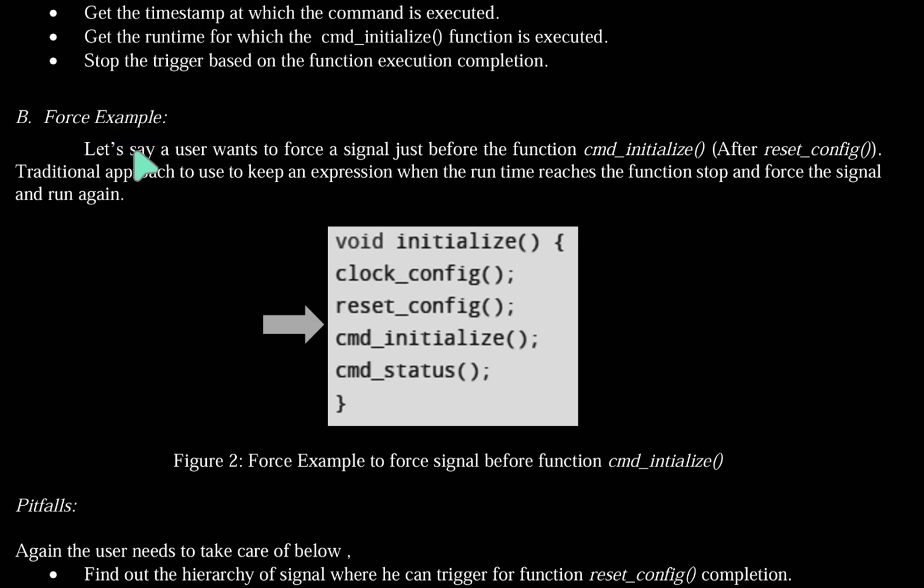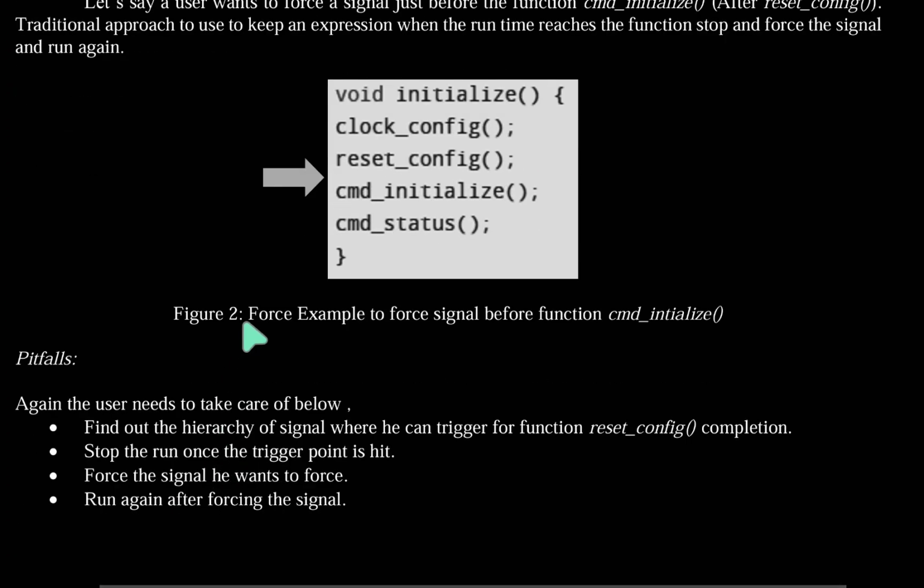Force example. Let's say a user wants to force a signal just before the function cmd_initialize, so after reset_config. In the traditional approach, use the keep-on expression; when the runtime reaches the function, stop and force the signal and run again. Figure 2 is a force example to force the signal before function cmd_initialize.